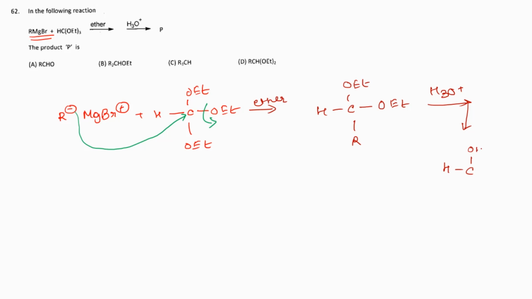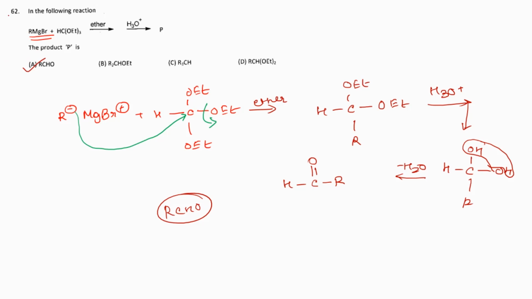So now I get this one. This is not a very stable compound, so it converts itself: it takes out one hydrogen here, and I have two OH over here, which just leaves as water. So what we get is RCHO. I get my product as RCHO, that is my aldehyde, which is my option A.